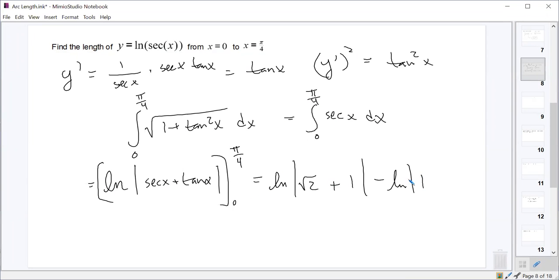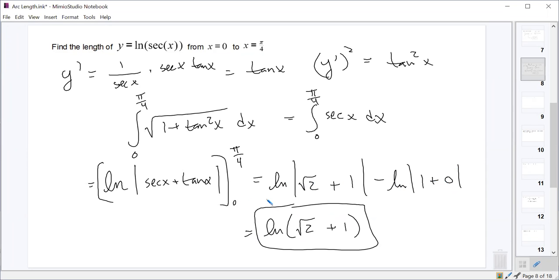One. One, and tangent of 0 is? 0. And so we end up with these are both positive, so the absolute values are redundant. Natural log of 1 is 0, so that's gone. And so we just end up with natural log of root 2 plus 1. Good or no? Is that what you all got? Indeed. Great. All right.